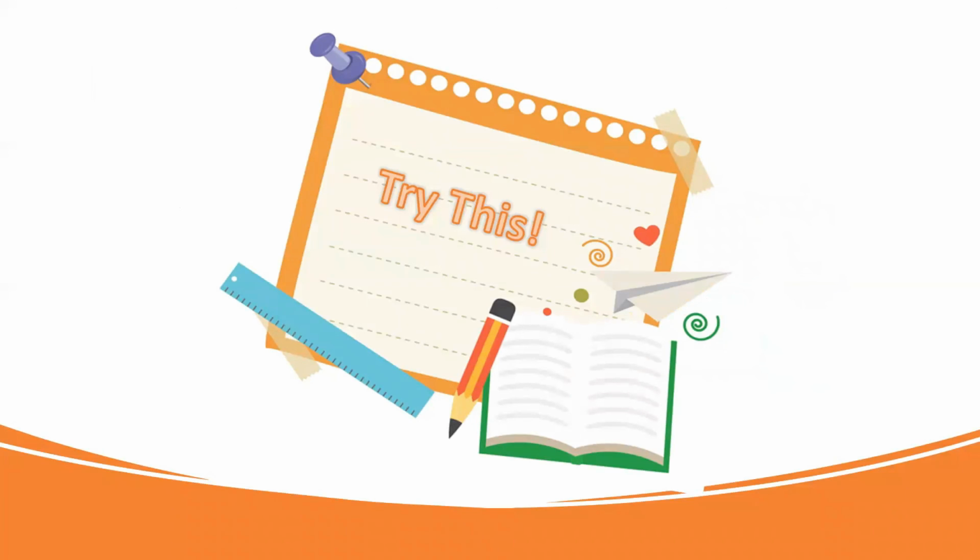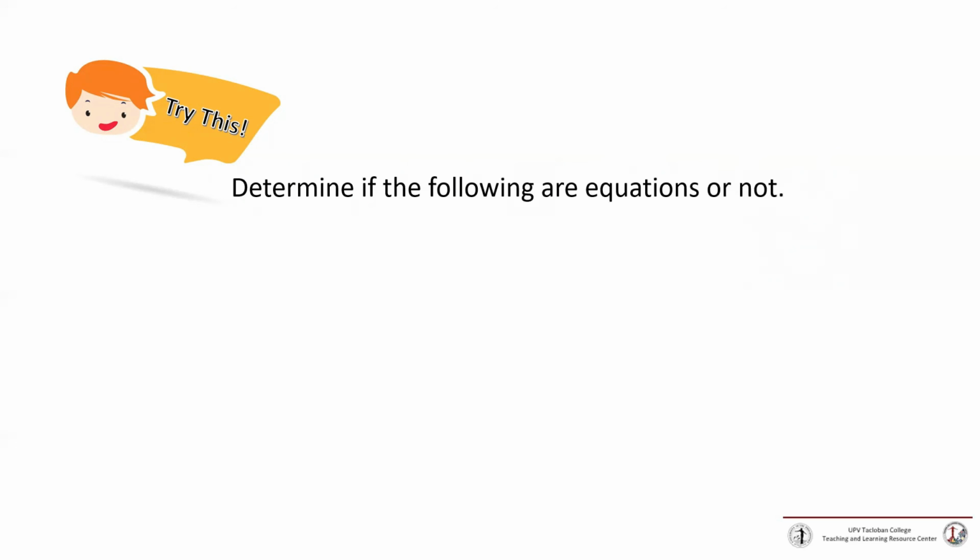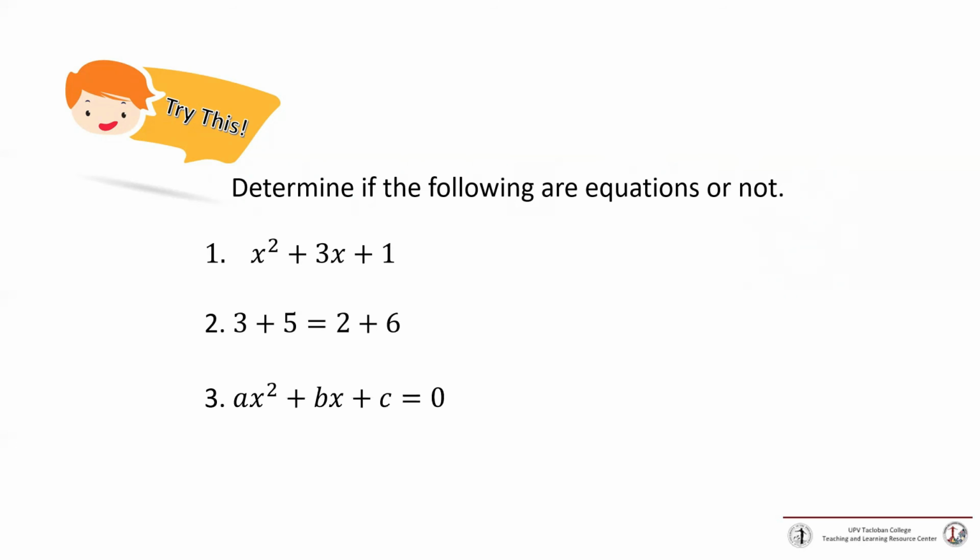So you try this. Determine if the following are equations or not. That's your exercise. Number 1, x squared plus 3x plus 1. Is it an equation or not? Number 2, 3 plus 5 is equal to 2 plus 6. Is it an equation or not? Number 3, ax squared plus bx plus c is equal to 0. And number 4, pi r squared h. Is it an equation or not?